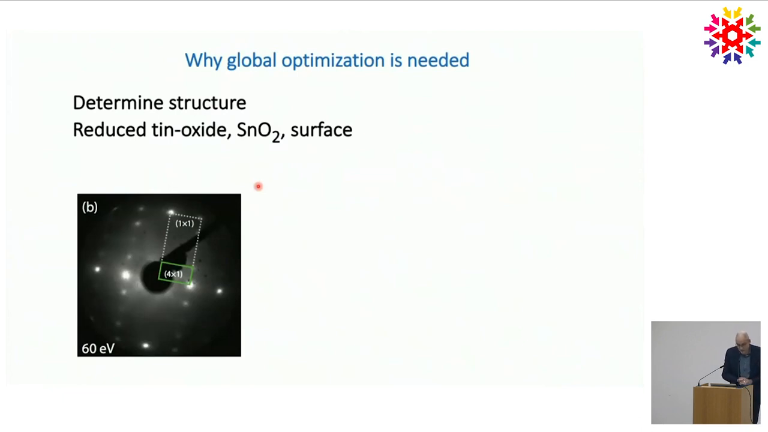Here's a LEED pattern. That's low energy electron diffraction. It shows that a reduced tin oxide surface has a diffraction pattern which reveals that the translational symmetry on the surface is one in one crystallographic direction and four in another. And this was taken more than 20 years ago.